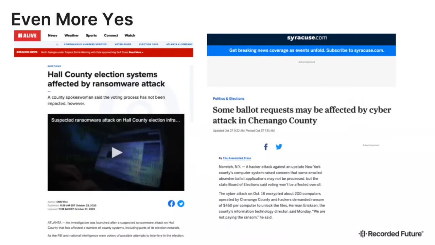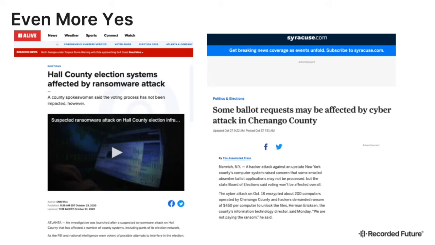And now with this election, we've already seen two attacks. Hall County election systems were impacted by a ransomware attack, which slowed down some of their ability to count absentee ballots. They still had the manual process that they switched back to. And then the same thing in Chenango County in New York. There were some ballot requests that were affected.